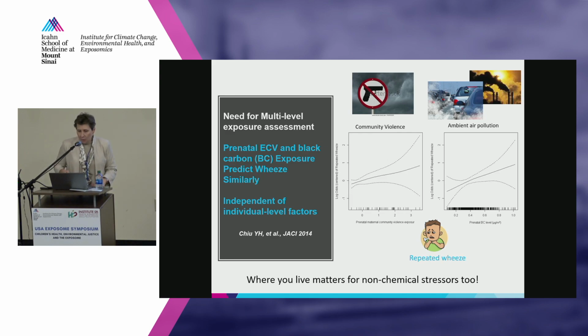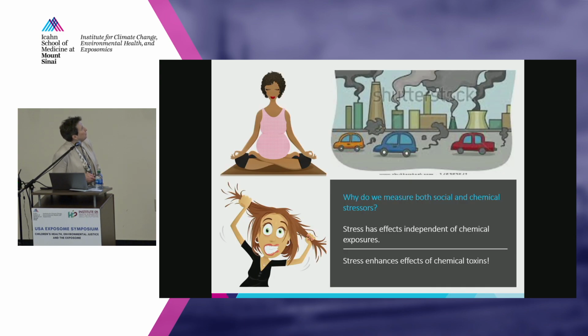We didn't have enough power to say, where are the synergies? Does one magnify the other in any particular way? And that's the power of ECHO. We have bigger and bigger data, we'll be able to ask and answer those kinds of questions and have the power to do that. Well, why do we want to measure both social and chemical stressors?